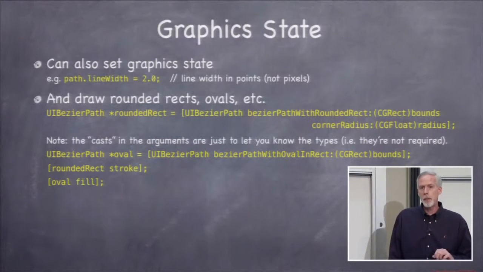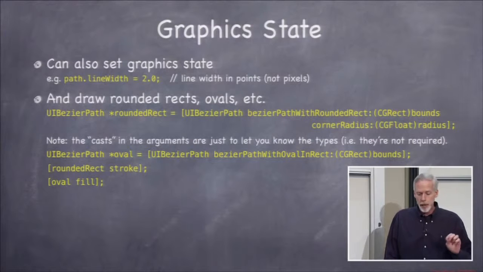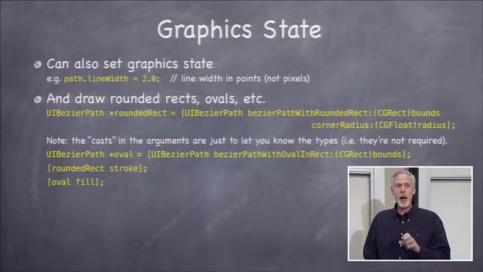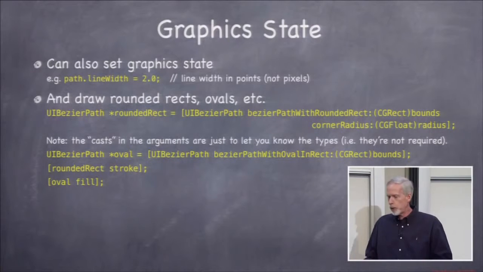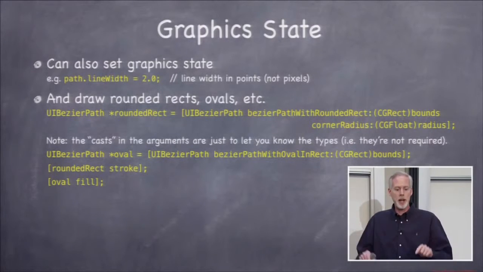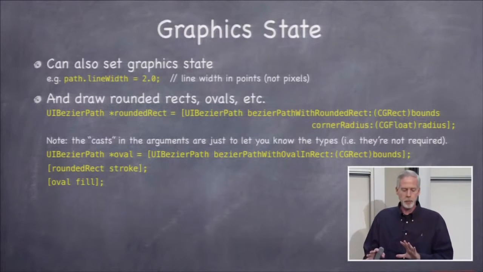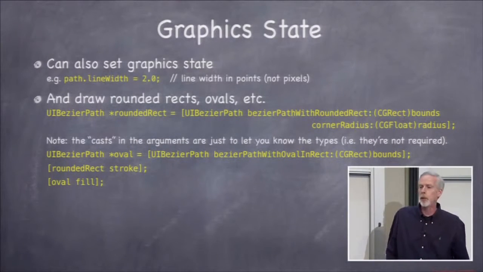And also UIBezierPath has a lot of cool functions like bezierPathWithRoundedRect:cornerRadius:. Okay? And that will give you a path which is a rounded rectangle inside of certain bounds. Okay? And it has a bunch of other ones similar to that so that you can build more complicated things than line to, line to, line to. Okay? I just show you that because it's simple. Right? So that's how you would, for example, create an oval.